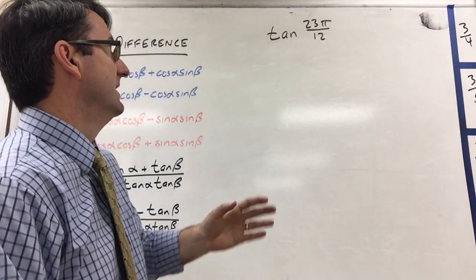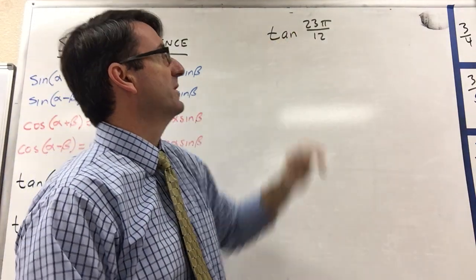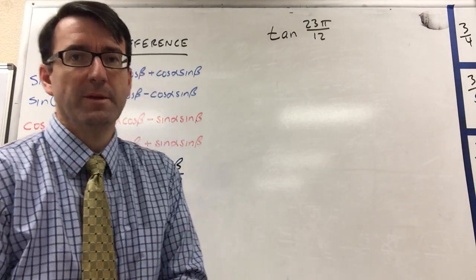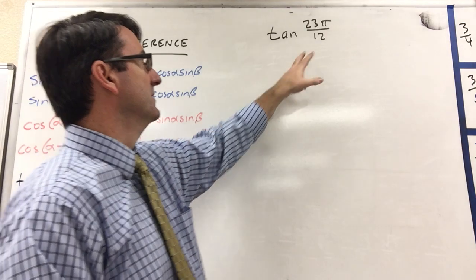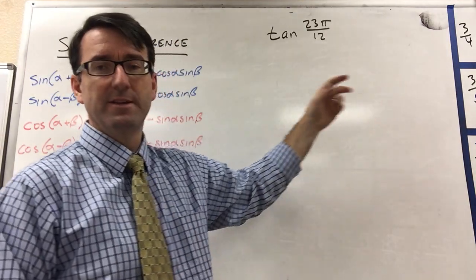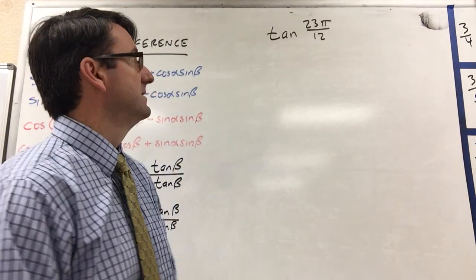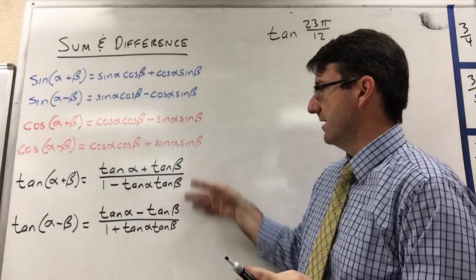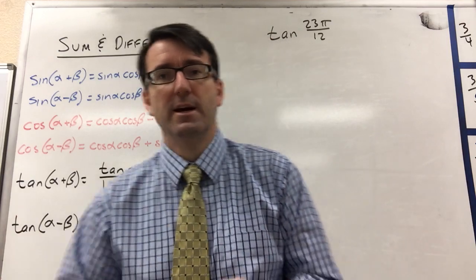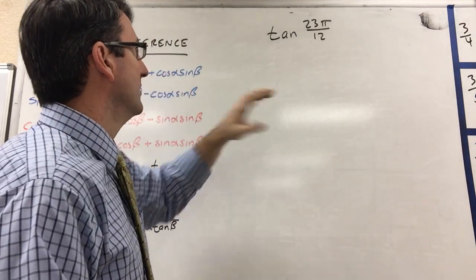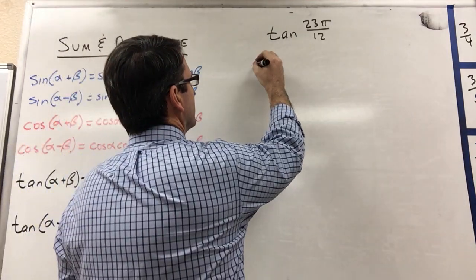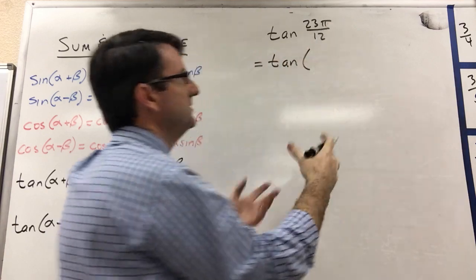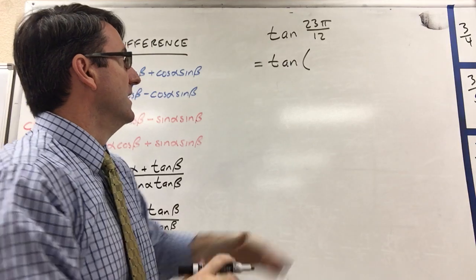All right, number 13 asks us to find the tangent of 23 pi over 12. So 23 pi over 12 is not on our unit circle. So what we're going to need to do is find two angle measures that add or subtract to 23 pi over 12, and then use the sum or difference identity for tangent to find that exact value.